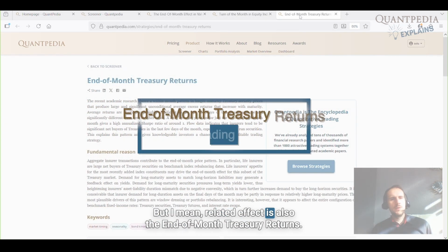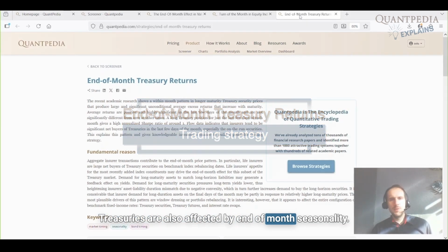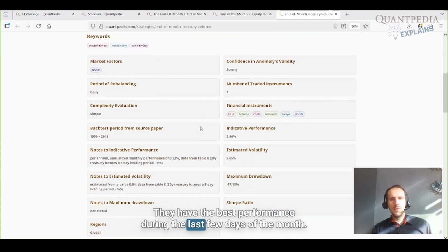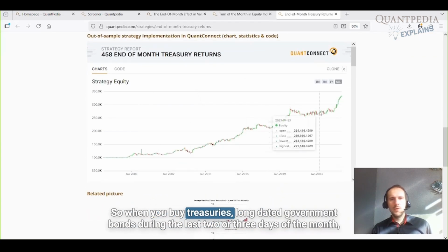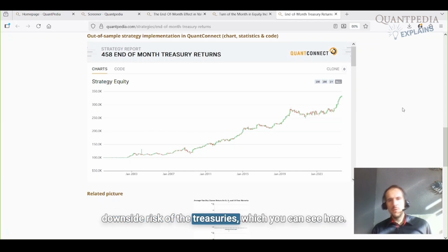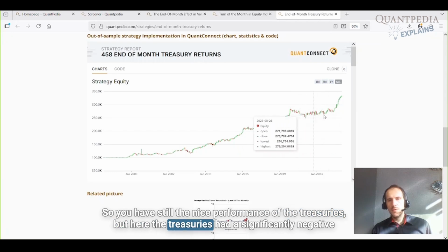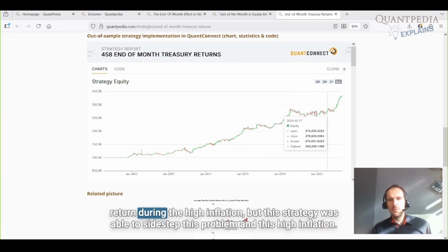But a related effect is also the end of month treasury return. Treasuries are also affected by end of month seasonality. They have the best performance during the last few days of the month. So when you buy treasuries, long dated government bonds, during the last 2 or 3 days of the month, you have the nice performance and you will capture the bulk of the returns of the treasuries without the downside risk of the treasuries, which you can see here. So you have still the nice performance of the treasuries, but here the treasuries had a significantly negative return during the high inflation. But this strategy was able to sidestep this problem and this high inflation.